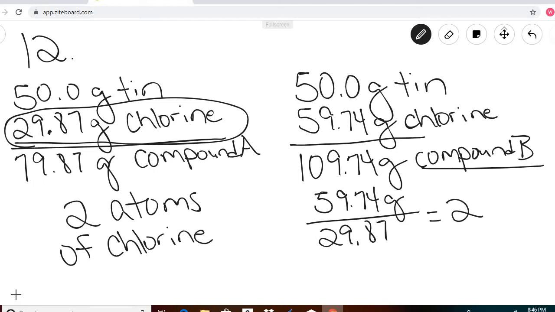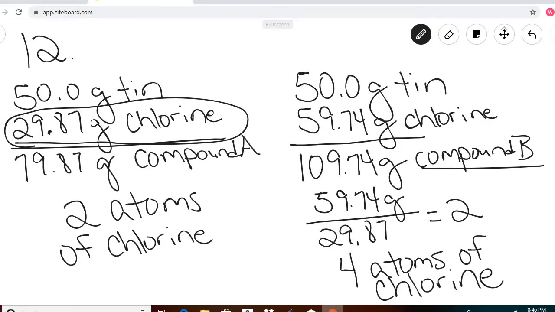So in other words, compound B has twice as much chlorine as compound A. So if there are 2 atoms of chlorine in compound A, then there must be 4 atoms of chlorine in compound B, because the mass of chlorine is twice as much as that which was in compound A.